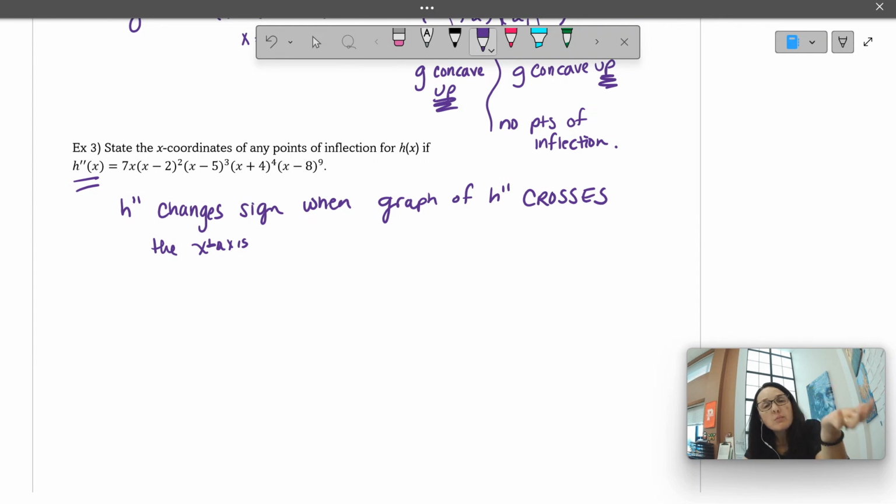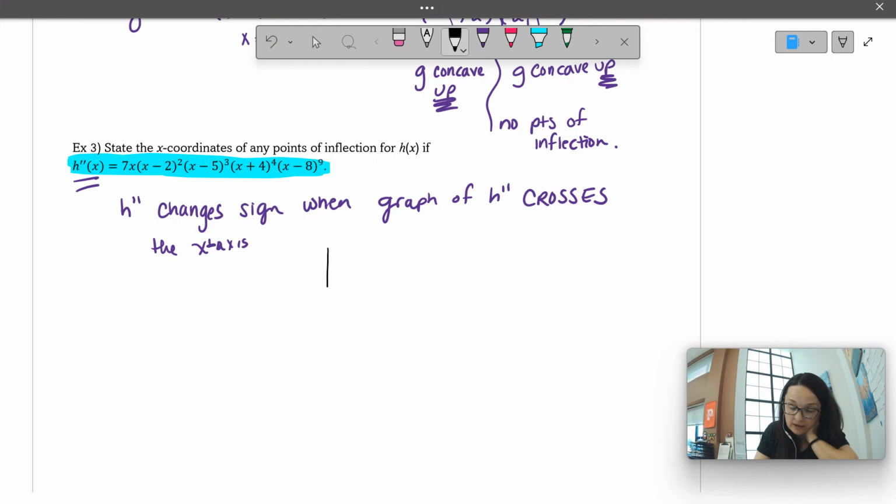But you might be thinking, well, but we don't have a graph. But I'm betting in Algebra 2 or Pre-Calc, you spent a long time talking about graphs of factored polynomials and their multiplicities. And so either in your head or in reality, we could graph h double prime and do a pretty good job of it.